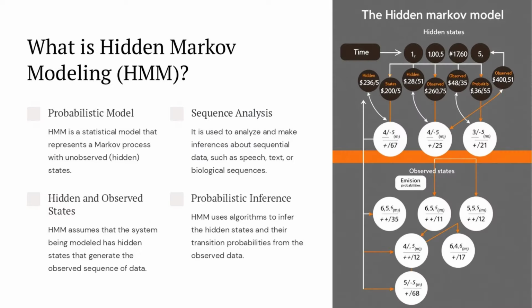Hidden Markov Model, or HMM, is a statistical model that represents a Markov process with unobserved or hidden states. HMM is used to analyze and make inferences about sequential data, such as speech, text, or biological sequences. The model assumes that the system being studied has hidden states that generate the observed sequence of data. HMM uses algorithms to infer the hidden states and their transition probabilities from the observed data. This allows us to uncover the underlying structure and patterns in sequential data that may not be directly observable.